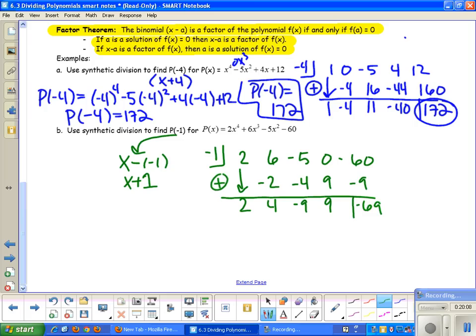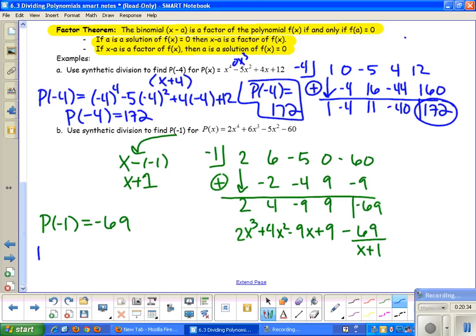So I got a remainder of negative 69. So if I were to write this out, this would be 2x cubed plus 4x squared minus 9x plus 9 minus my remainder over x plus 1. That's not what the question wanted. It wanted me to find p of negative 1. So p of negative 1 should be equal to negative 69. So if I check my answer, that means if I plug in negative 1 into the equation, I should end up with negative 69. So this one's easy to check.